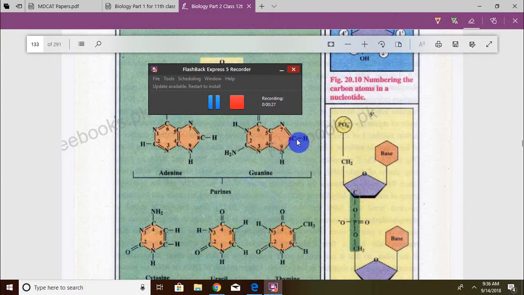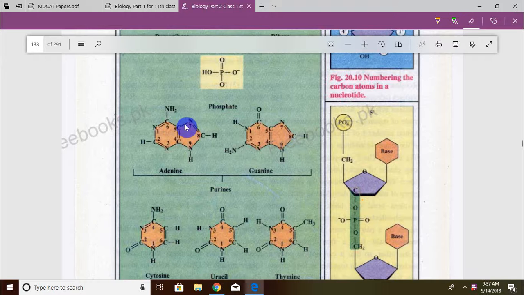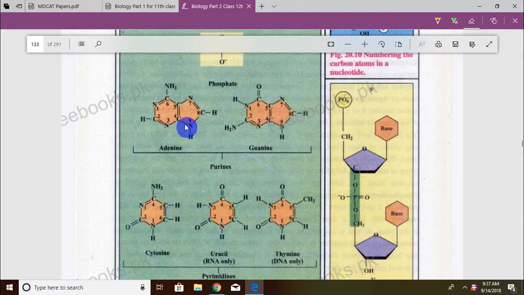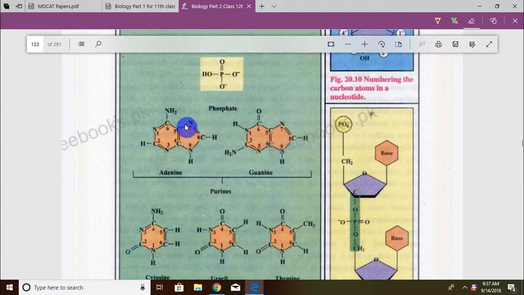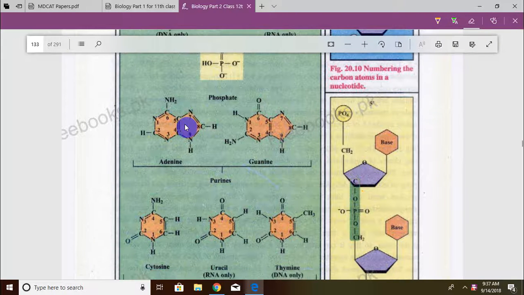Adenine and guanine are the purines, whereas cytosine, uracil, and thymine are the pyrimidines. You should also know that adenine pairs up with thymine in DNA and with uracil in RNA.